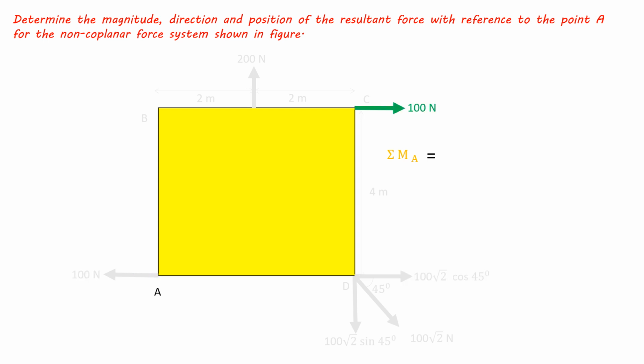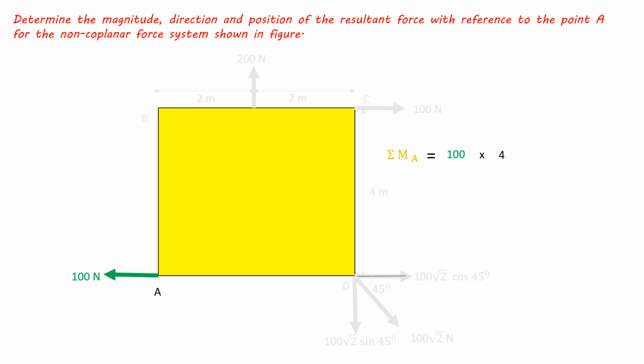Now consider this force. Its line of action is like this. It will move along line of action like this, and its perpendicular distance will be this one, and it will rotate about point A like this. So it will have perpendicular distance of 4 meter, and 100 Newton into 4 will be its moment, and it is rotating clockwise. So 100 into 4, clockwise.